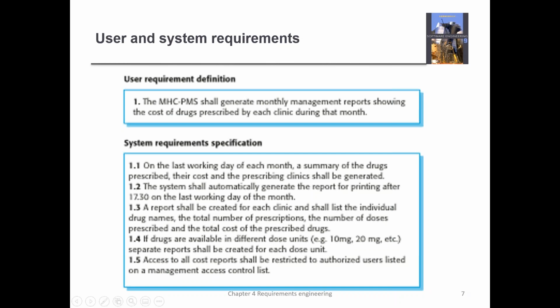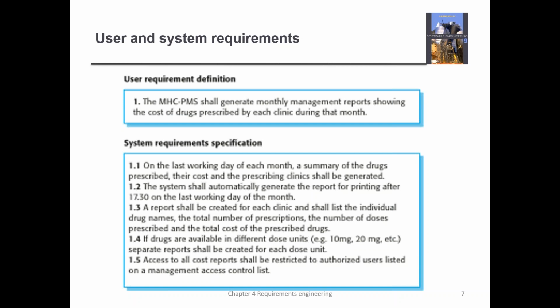So this gives an example of user and system requirements. So the user requirement for this, in the software engineering book that I am using here in the slides, they have a few case studies. And one case study is a mental health center, and it has a patient management system.